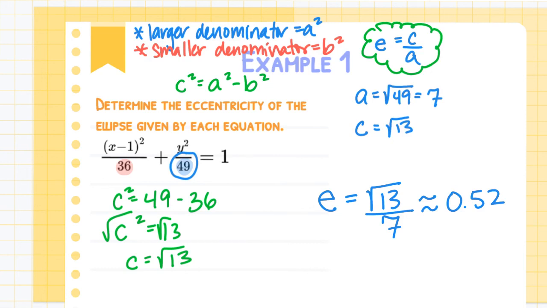So this ellipse is going to kind of be a mid-range ellipse. It's going to be more just a general shape of an ellipse. And I know this is an ugly sketch, but whatever.